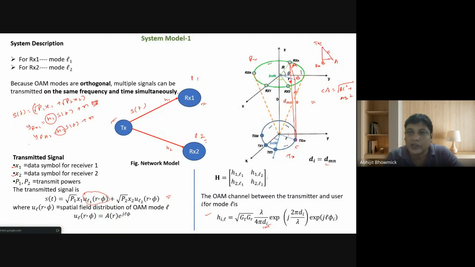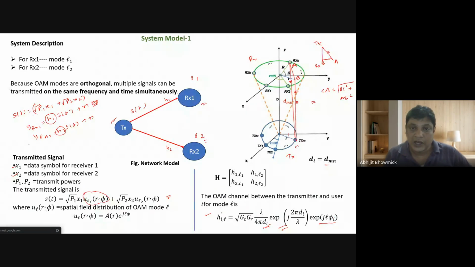So this D is used here, and this is basically how the angle varies with the distance. And this is due to the mode or phase variations, e to the power j l phi within the channel.